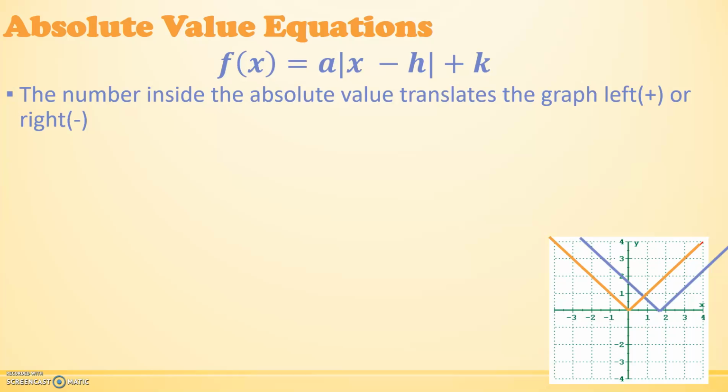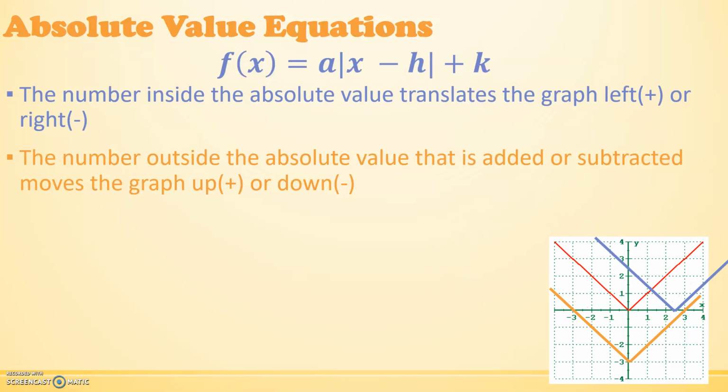Some important things about this. The number inside with the x minus h is the number that tells us how it's going to graph to the left or to the right. Just like in a quadratic, if it's negative, we're going to move it to the right, and if it's positive, we're going to move it to the left. The same thing as h being a liar and k telling the truth.